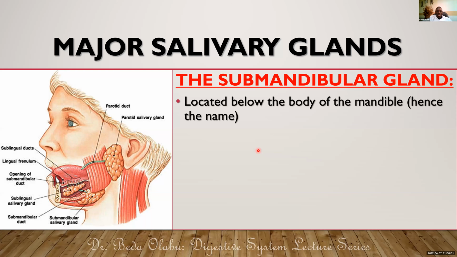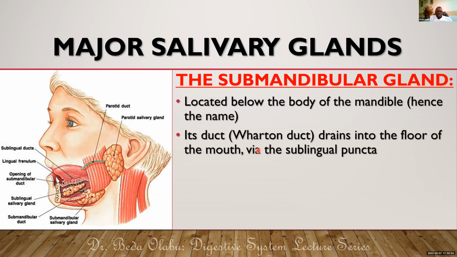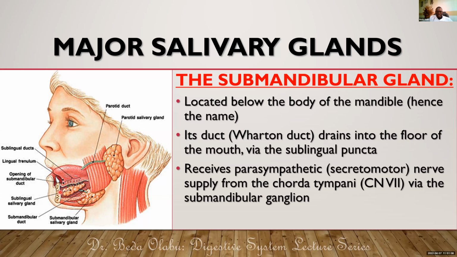submandibular gland, located below the mandible. The duct of the submandibular gland is known as Wharton's duct. It drains to the floor of the mouth via some tiny openings below the tongue, which we call the sublingual puncta.